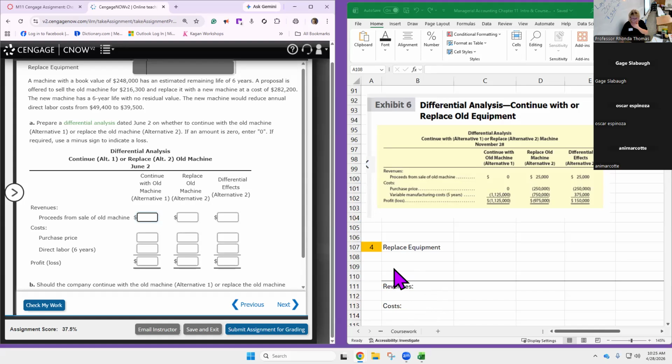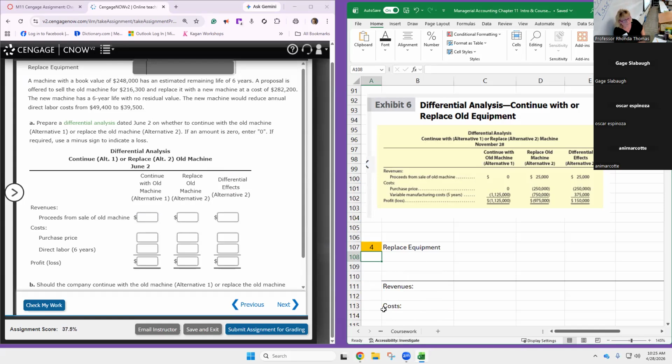Okay, replace. Let me see if there's anything. Okay, a machine with a book value of $248,000 has an estimated remaining life of 6 years. So that machine should be able to be depreciated over 6 years, right?